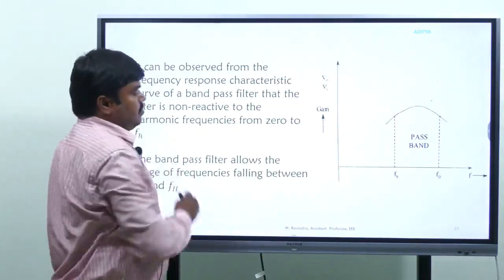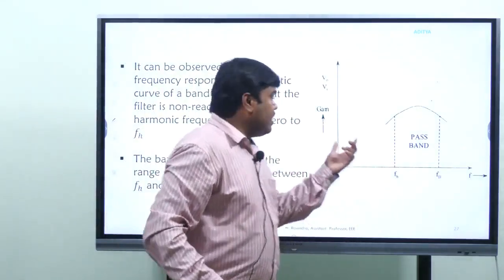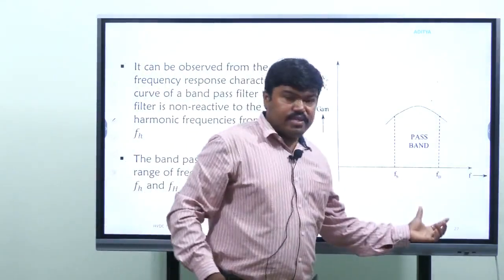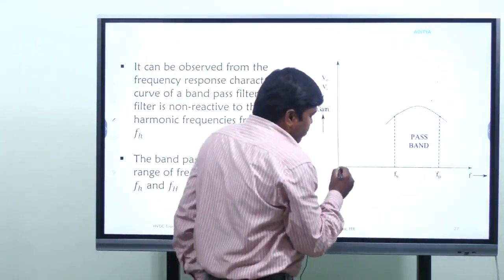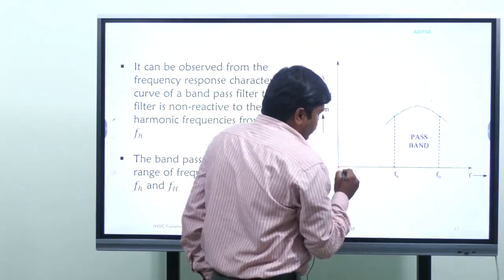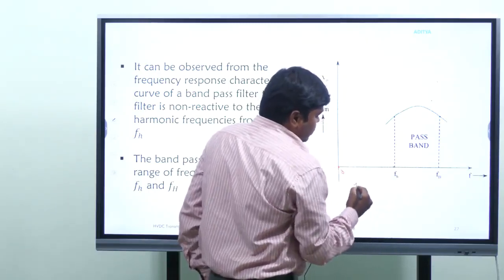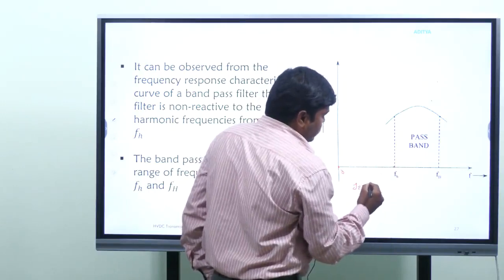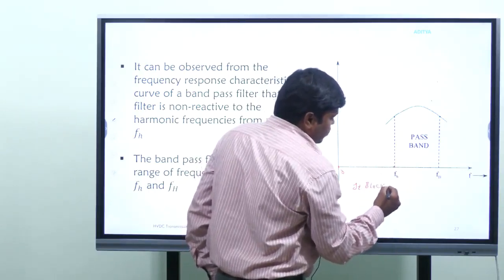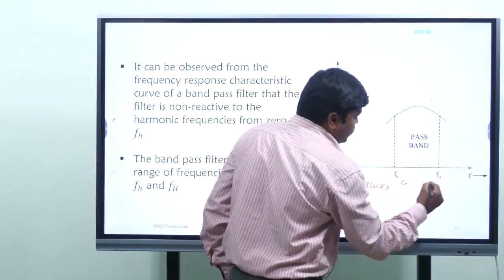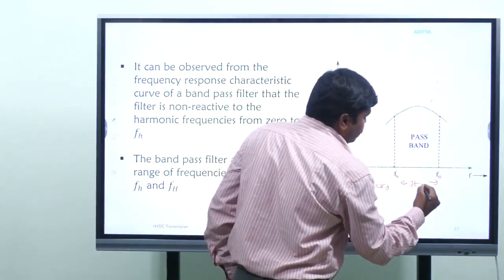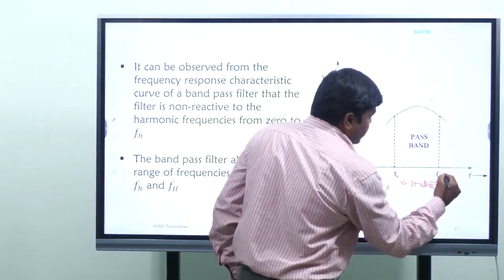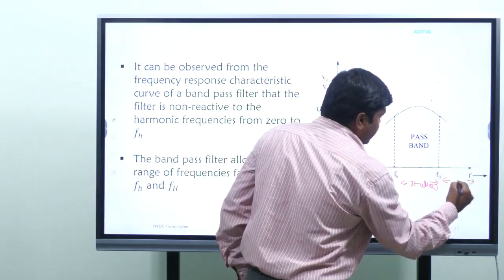Let us see the diagram here. These are the characteristics drawn between the gain and frequency. It blocks from 0 to FL, from frequency FL to FH it allows, and here again it blocks.